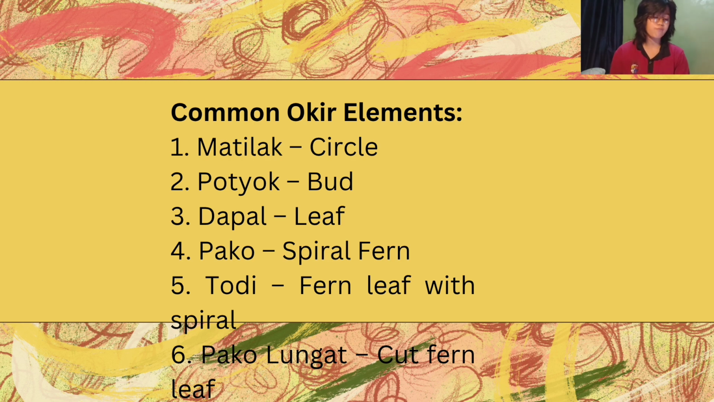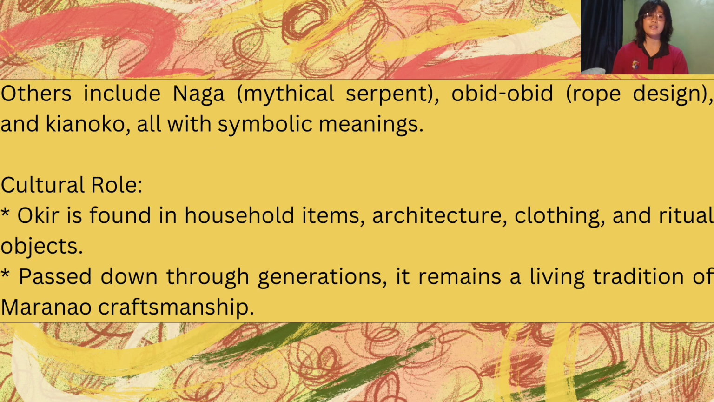Todi is a fern leaf spiral. Another is pakulungat, a cut fern leaf. Another is naga, a serpent, and ubid-ubid, a rope. Okir is seen in homes, clothes, and rituals. It passes through generations.